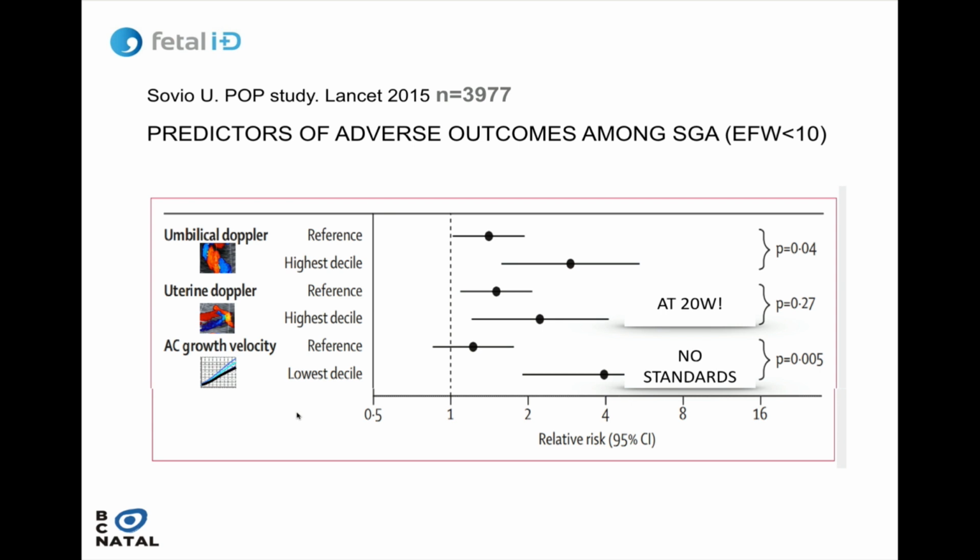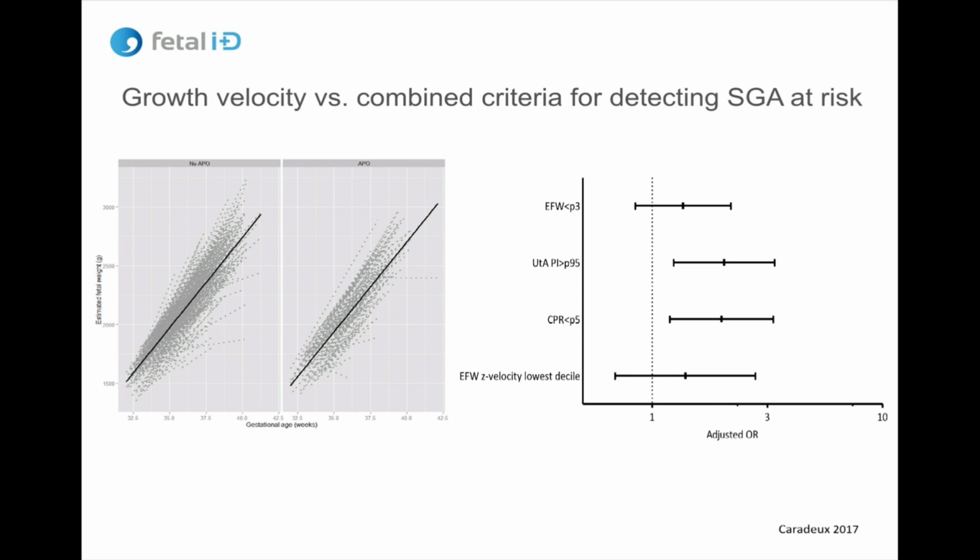There are two main problems with growth velocity. One is that you need to have measurements every 2 weeks, otherwise you cannot measure growth velocity. And the other one is that you need to have standards. What is a normal growth velocity in my population, okay? In many cases, we don't have these growth standards and we don't have these measurements.